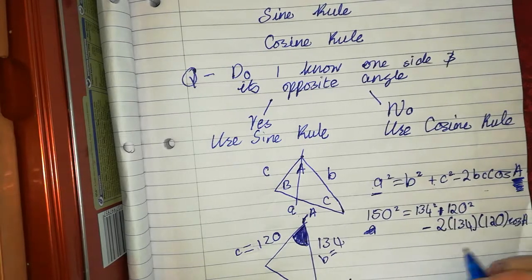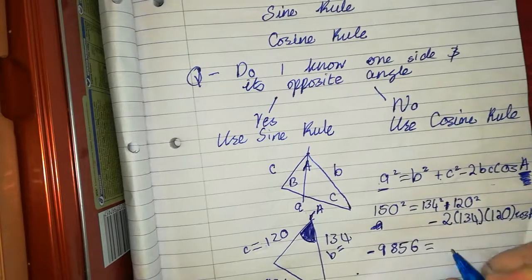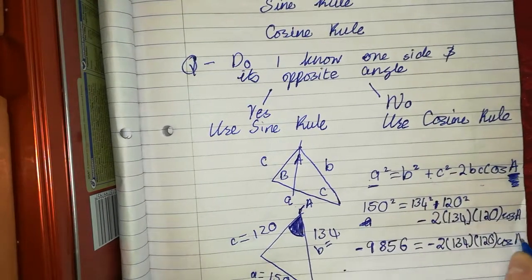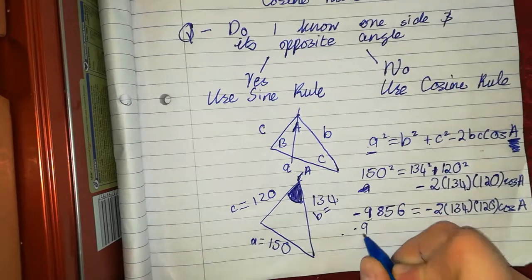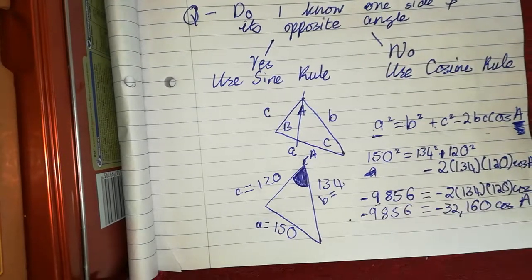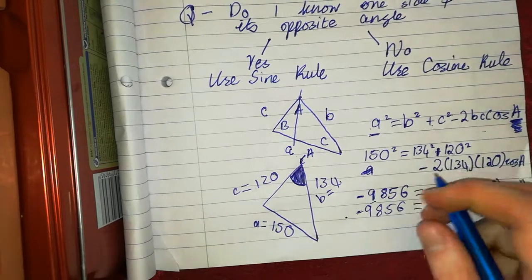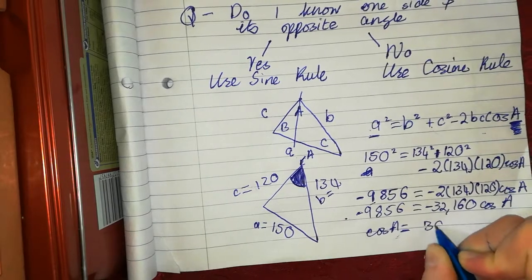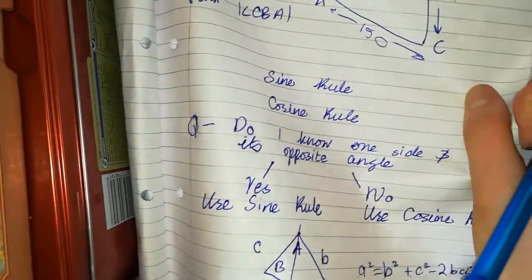So that gives me minus 9856. I just move these two over to that side, so 9856 is equal to minus 2 by 134 by 120 cos A. If I multiply 2 by 134 by 120, that gives me minus 32160 cos A. And if I want to get cos A, I'm just going to divide 9856 by 32160, and I get cos A. So cos A is equal to 0.3065... They asked me to get this angle A, so they asked me to get this angle.